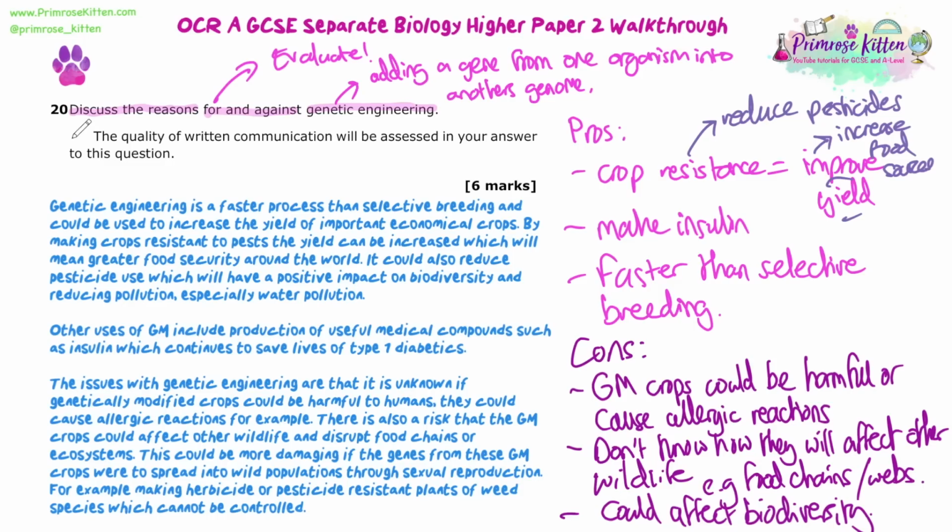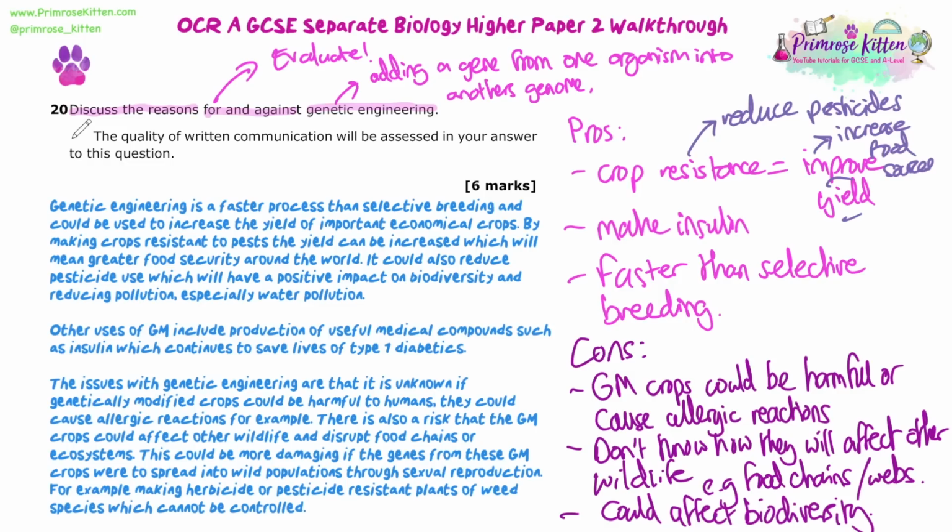So I've talked about some pros and then I've explained them. So what will the impact of that pro be? Just from thinking about changing the pesticide or disease resistance, we've got a lot of pros linked onto that, like we said. Other uses of genetic engineering or genetic modification include production of useful medical compounds such as insulin, which continues to save lives of type 1 diabetics.